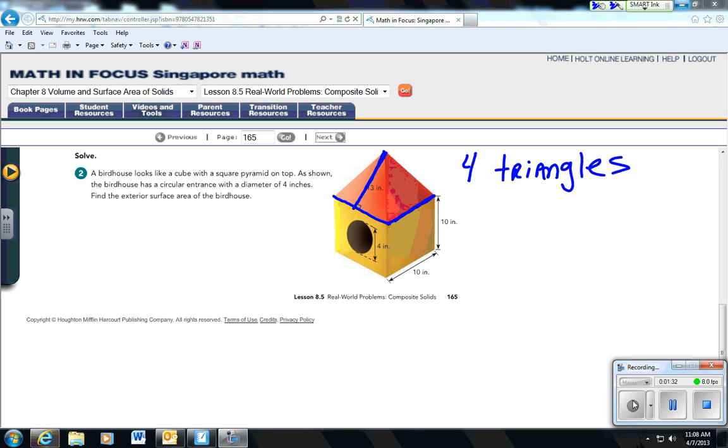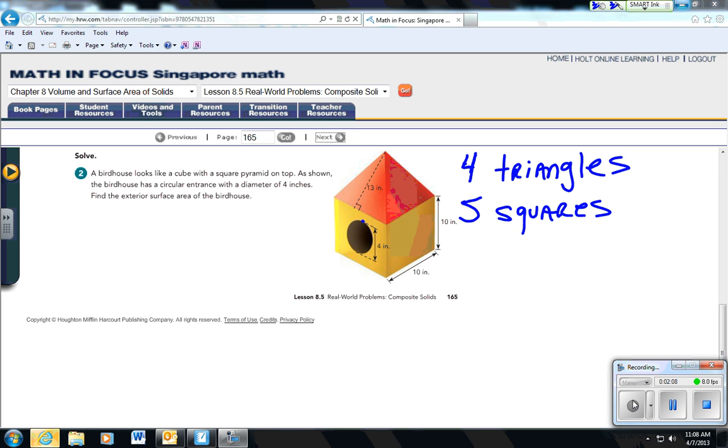For the bottom, the cube, the top is not exposed. A cube has 6 sides, and if it's a cube, that means all 6 sides are going to have the same area. They're all, as you see here, 10 by 10. So this side here in the front is 10 by 10. The back, the sides, and the bottom are all 10 by 10. So they're all squares. And again, the top is not exposed, so we're not finding the area of the top. So we only need 5 squares. We need the area of 5 squares.